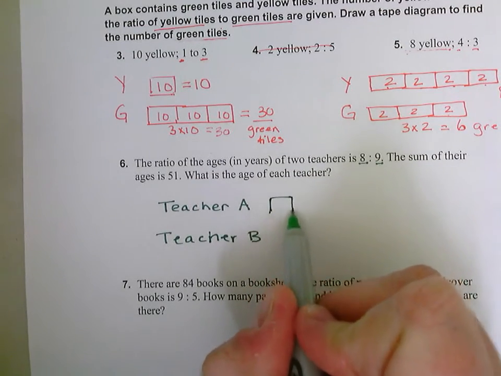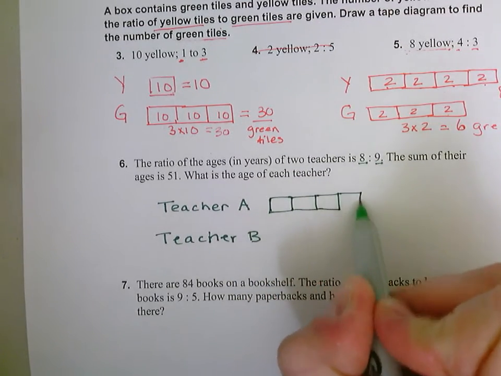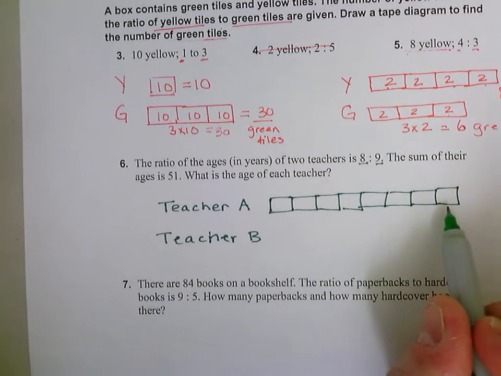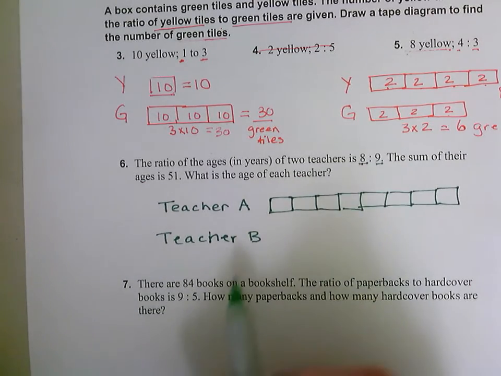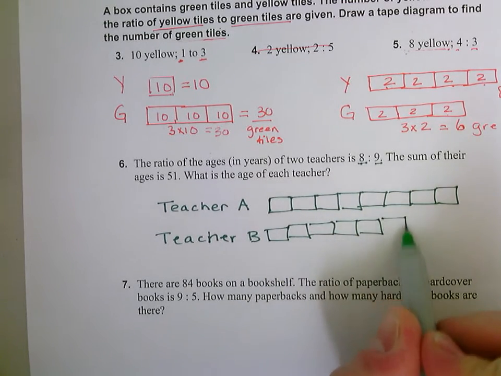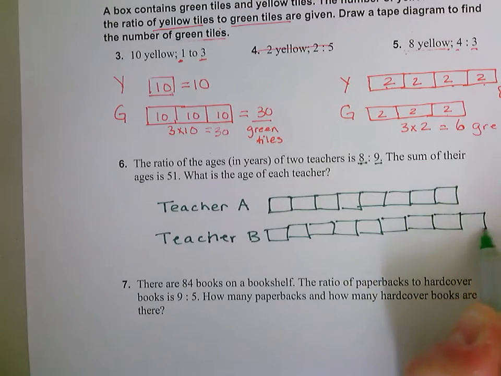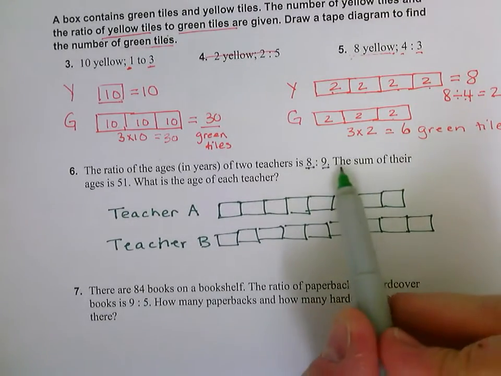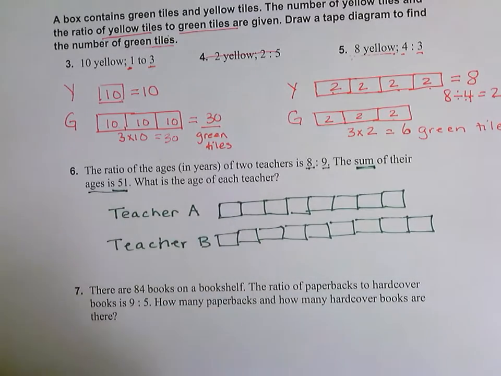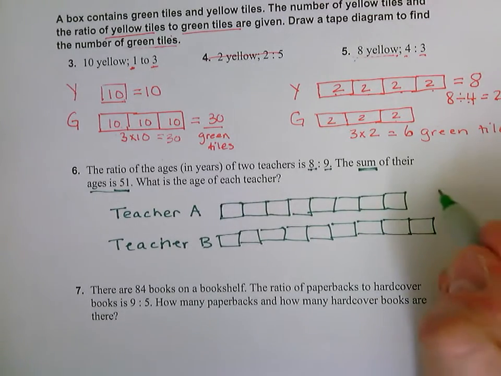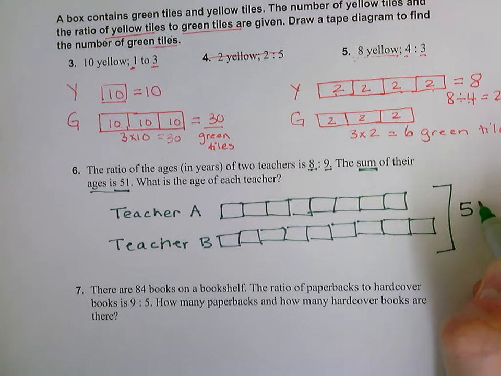All right, so here I am drawing out my 8 parts. 4, 5, 6, 7, 8. So I have 8 here for teacher A. That's the first part of my ratio, and I'm going to draw 9 parts for teacher B. 8 and then 9. Okay, so teacher B is a little bit older than teacher A. Okay, the next part says the sum of their ages is 51. That means when I add the two ages together, it's going to give me 51. So that's 51 total years that they are old.